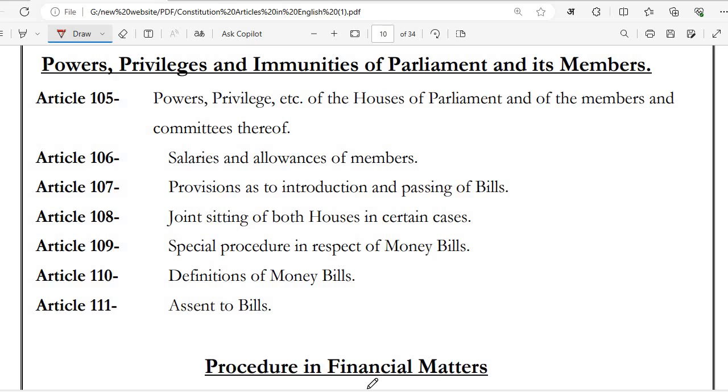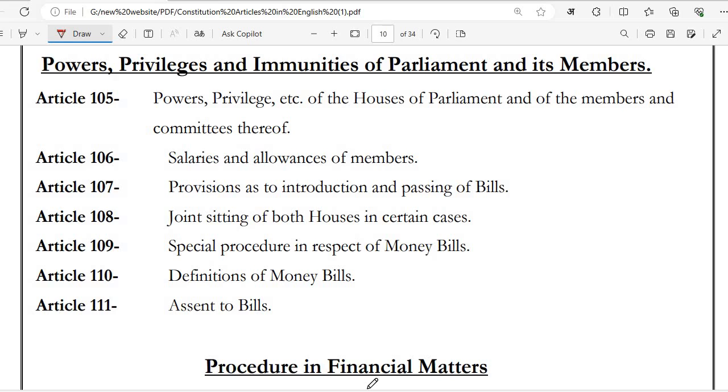The President calls the joint sitting and the Lok Sabha Speaker presides over the joint sittings. Article 109, special procedure in respect of money bills. The procedure has been defined. Procedure means what? A money bill can only be introduced in Lok Sabha first. First, you have to obtain the prior sanction or permission of the President. The Lok Sabha Speaker certifies whether it is a money bill or not. Rajya Sabha only has the power to detain it for 14 days.